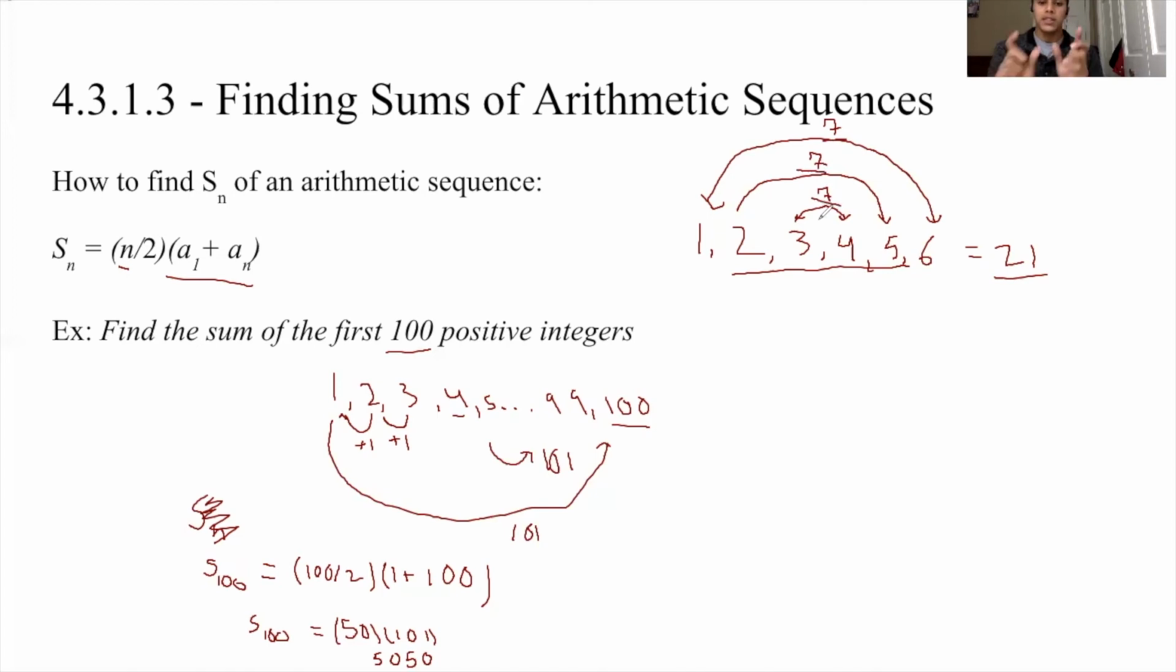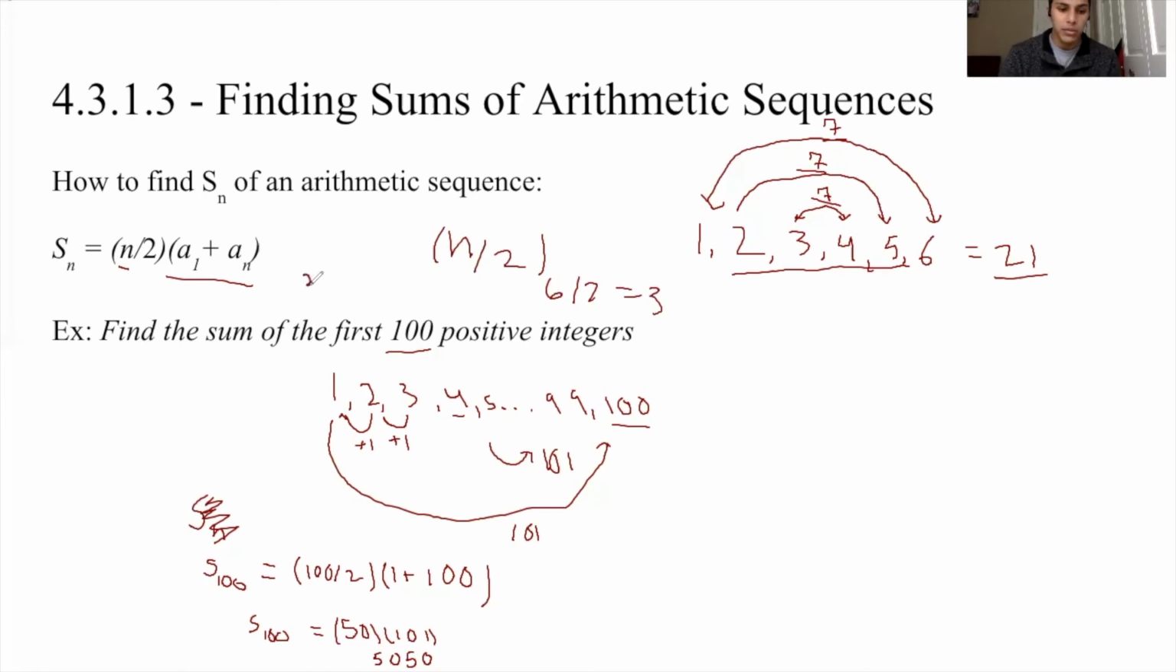And since you're finding the sum of 2 terms every time, that's always going to be equal to your total amount of terms, or n, over 2. So in this arithmetic sequence, we have 3 7s, right? Because n is 6, and if we divide 6 by 2, that equals 3, because you have 3 pairs of numbers that add to 7. So that's why this formula works.